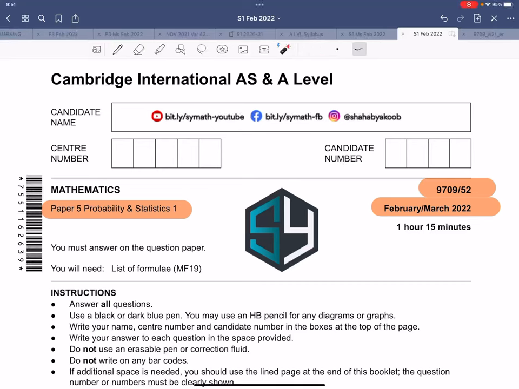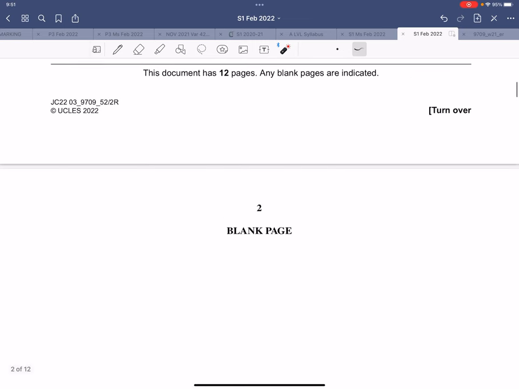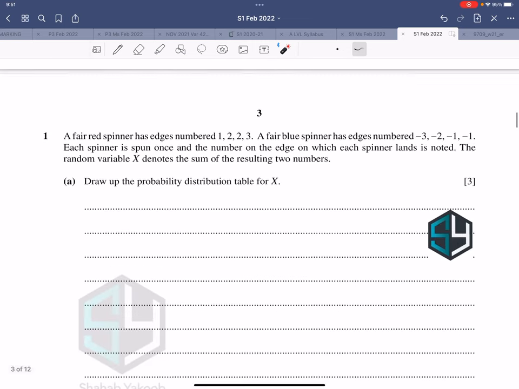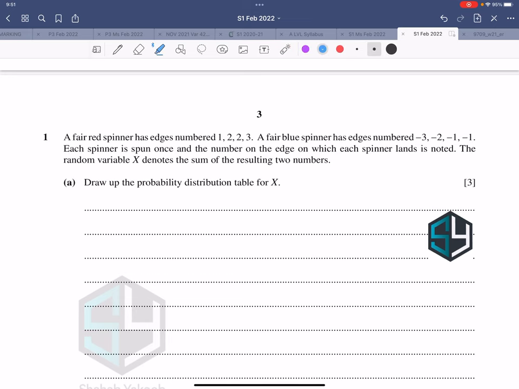Probability in Statistics 1, February-March 2022. We are starting with this. Let's look at the first question. What is the first question all about?